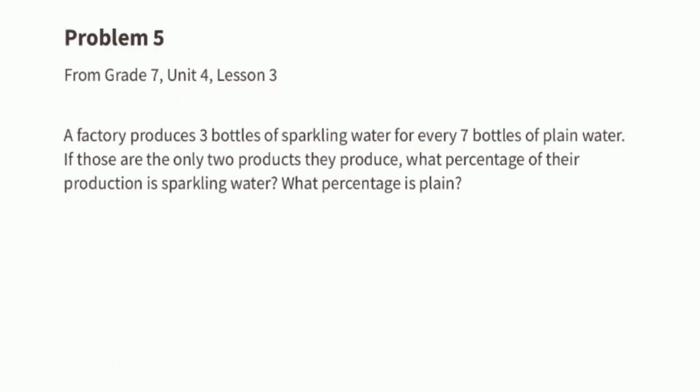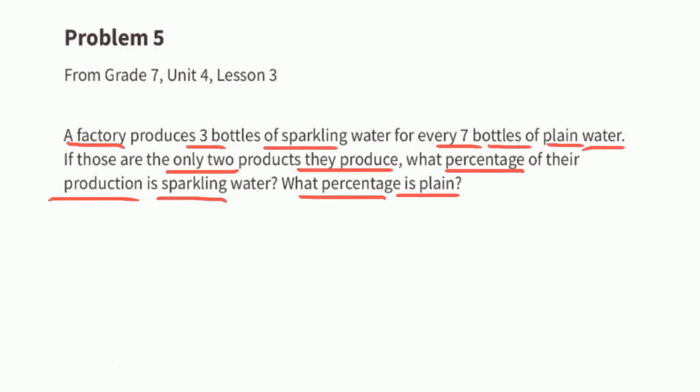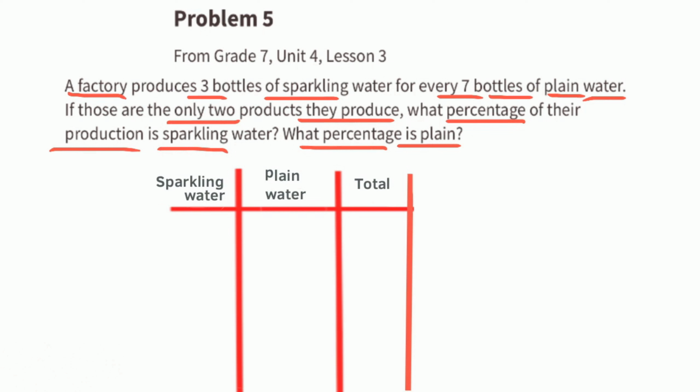Problem number 5 from 7th grade, Unit 4, Lesson 3. A factory produces 3 bottles of sparkling water for every 7 bottles of plain water. If those are the only 2 products they produce, what percentage of their production is sparkling water? What percentage is plain water? The information tells us for every 3 bottles of sparkling water, there are 7 bottles of plain water. That's a total of 10 bottles. 3 out of 10 is equivalent to 30 out of 100, which is 30%. So 30% of their production is sparkling water, and 70% of their production is plain water.